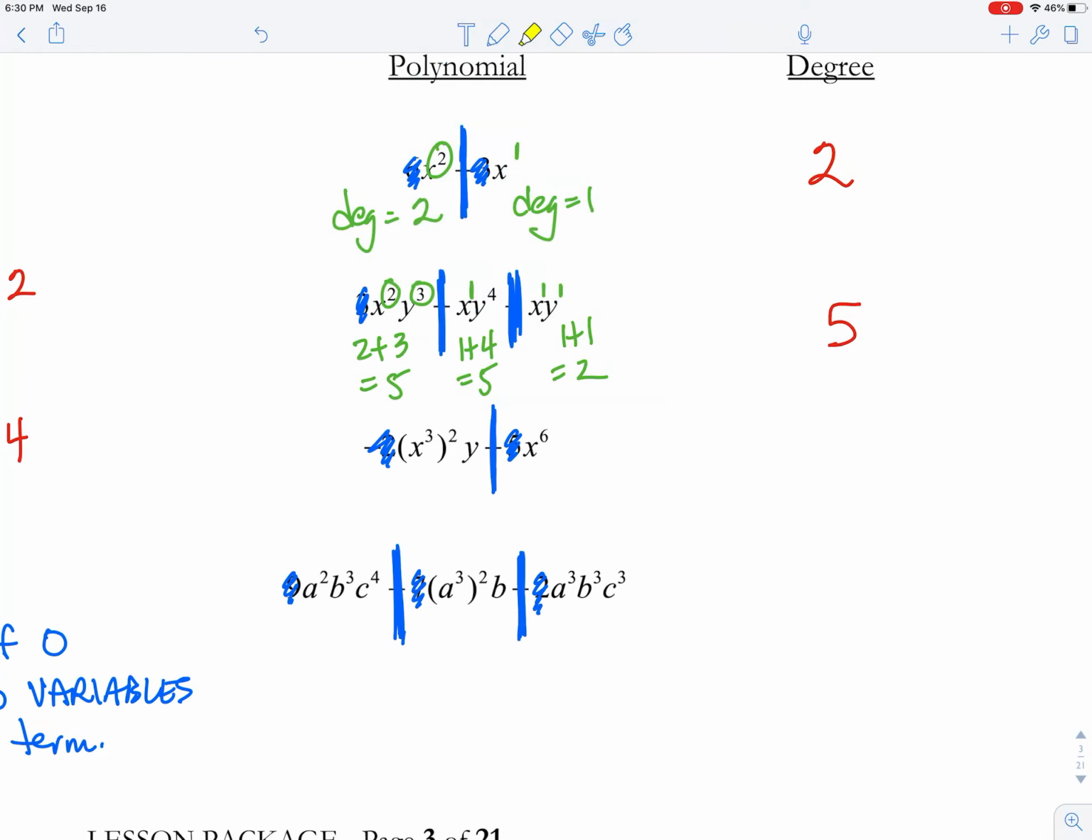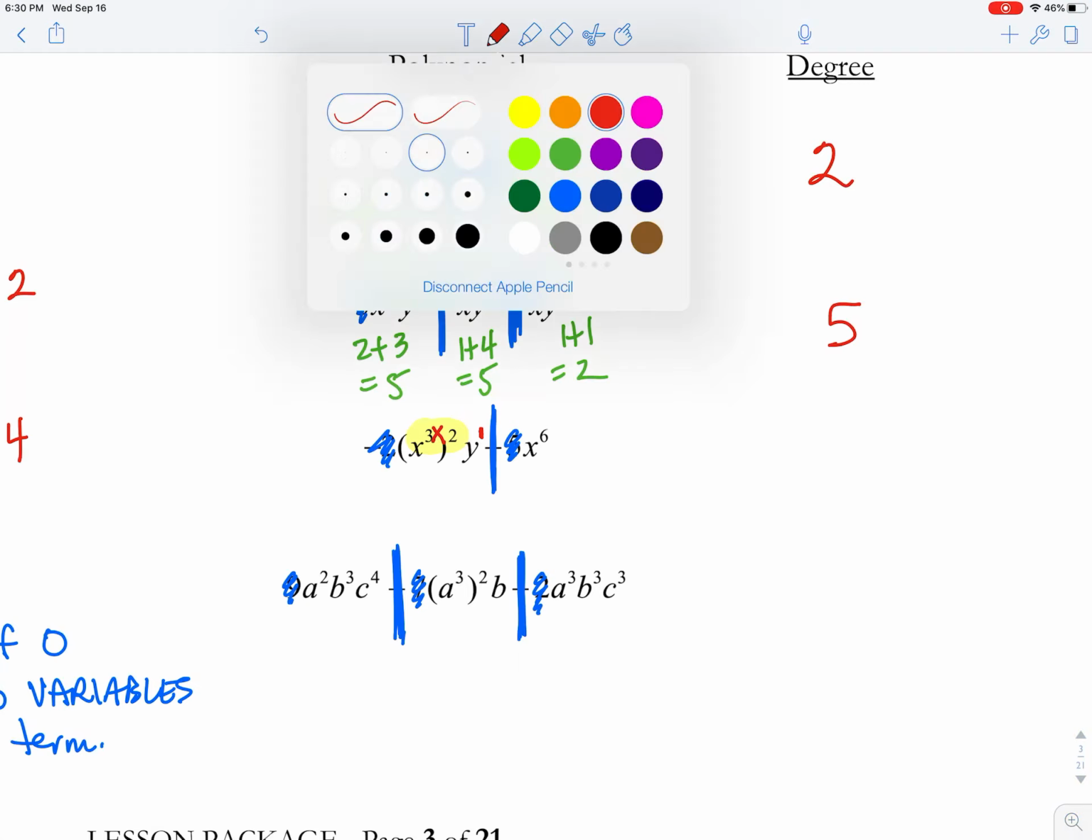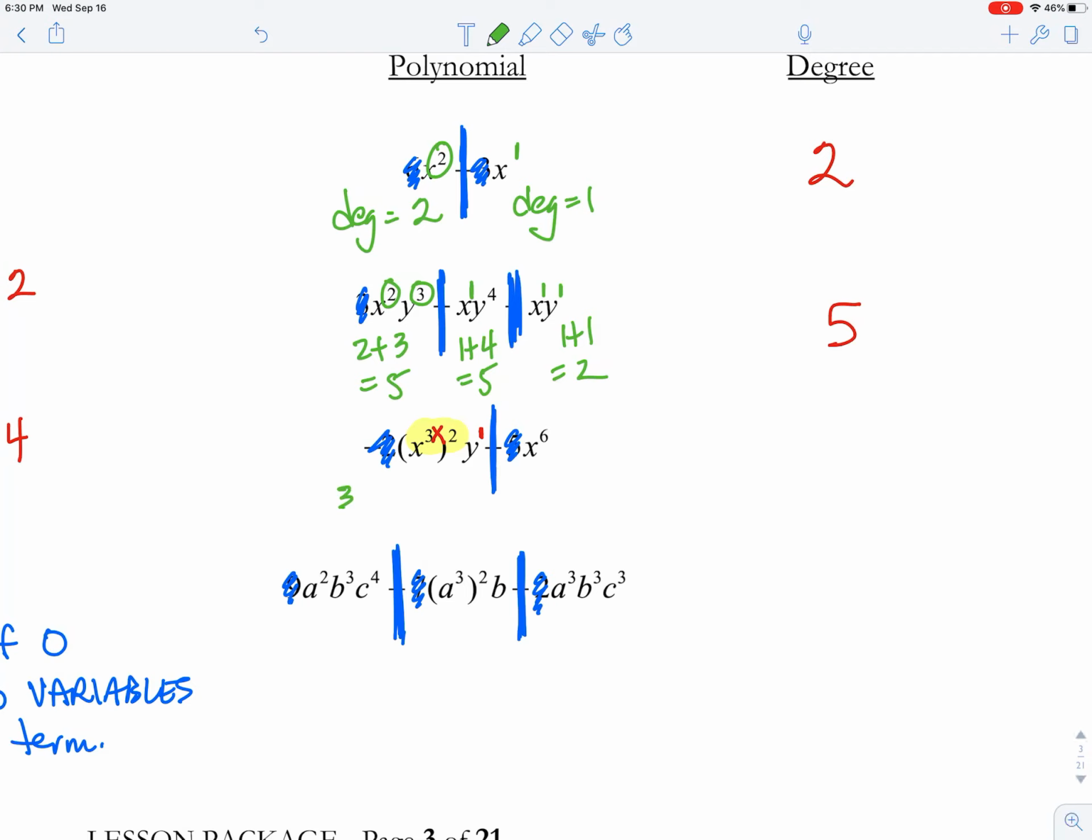For this one, it's trying to muck you up. So you've got to do power of power rules on this one, and that means I have to multiply that first. Oh, and there's a ghosty 1. So here, I was using greens. So it's going to be 3 times 2, which is 6, plus 1. So on this side we get a 7, and here it's just 6. So overall, the biggest is 7.